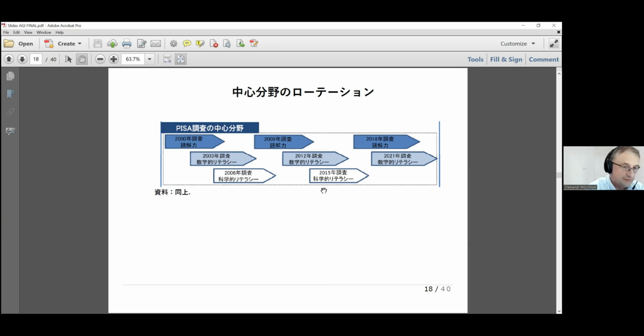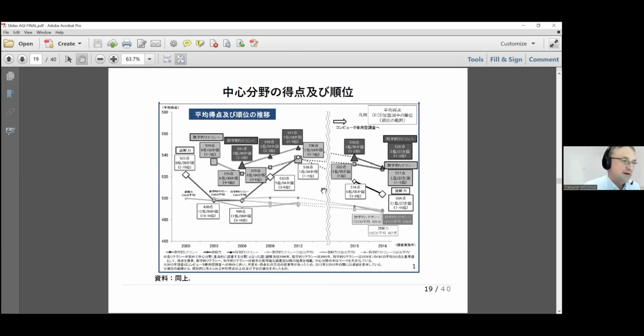And I looked at how much the effect of socioeconomic status changed over these 9 years. This is the descriptive statistics of performance, so you can have an idea how well Japan performed.